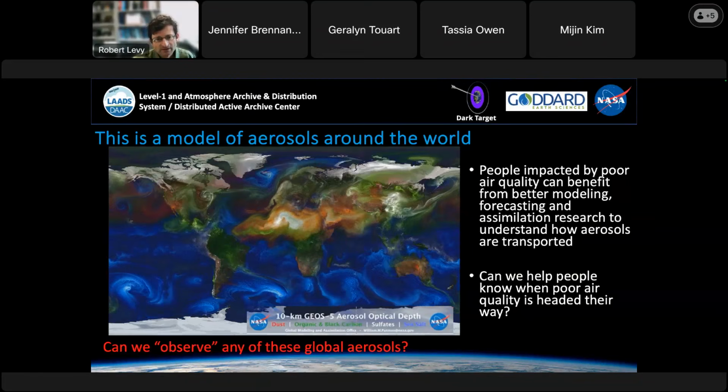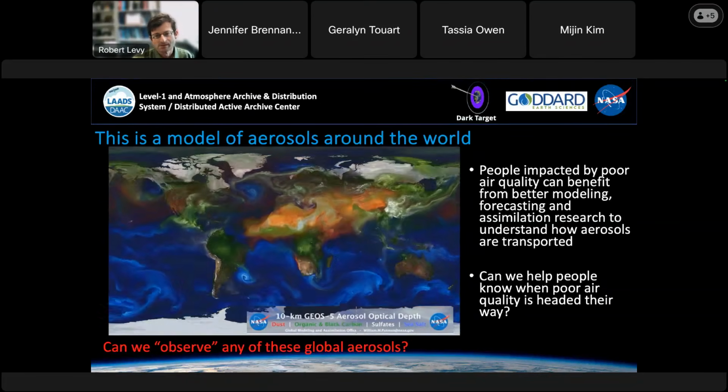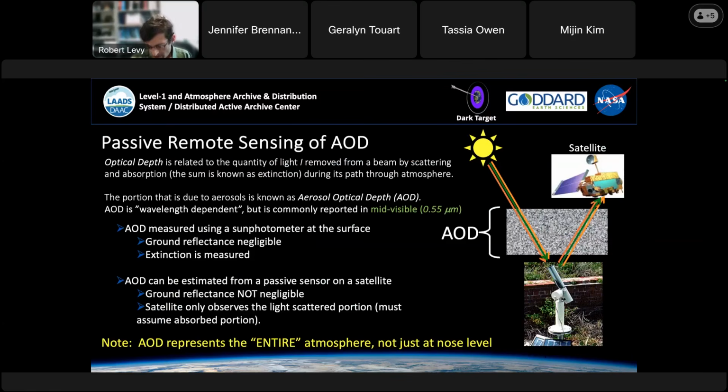This is back to the model. This is all a model, and how much of this we can actually observe is our question. To answer some of that, we can see aerosols from space. These are early pictures from MODIS, the Moderate Resolution Imaging Spectroradiometer, which was launched in late 1999 with its first observations in 2000. These are some early observations of haze over the Bay of Bengal and smoke from Canada into the US. There are many examples like this on the Earth Observatory website, showing how well we can see these particles from space. But we're trying to quantify these particles.